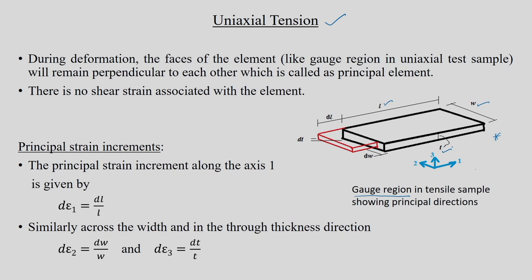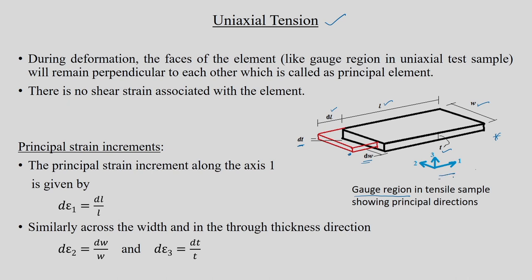Now we are going to deform it a little bit, and you will see the extended dimensions. There is a dL extension, which is increasing, and accordingly there will be dW, which means the width is reducing. You can see the red color one; the red color one is the new dimensions of the sheet. The width is reduced, and the thickness also is slightly reduced. I have given dT here. So dL is the change in length, dT is the change in thickness, and dW is the change in width.